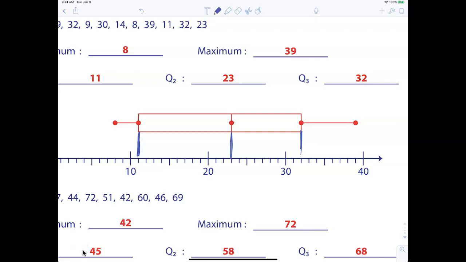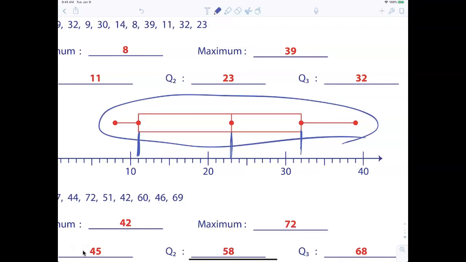So if you prefer to draw something like that, am I okay with that? Yeah, I'm totally okay with that. I just don't like that method. I like to draw it right on the number line. Anybody have any questions with that?